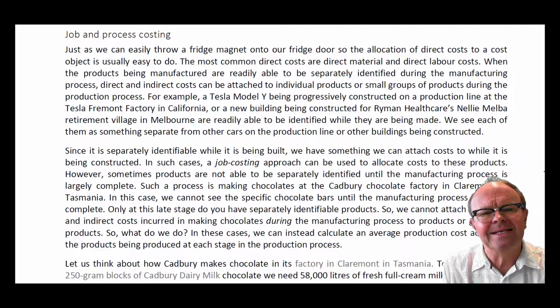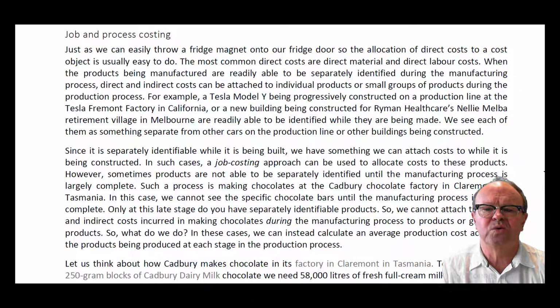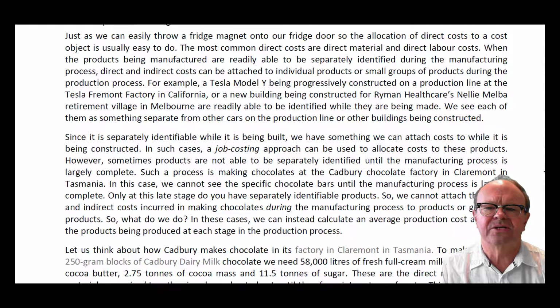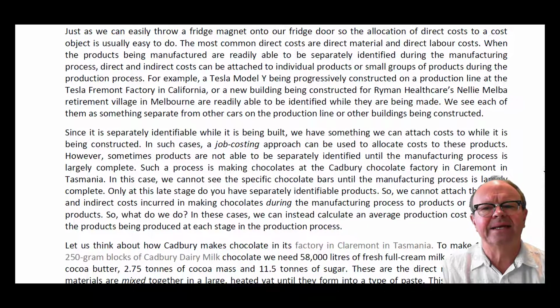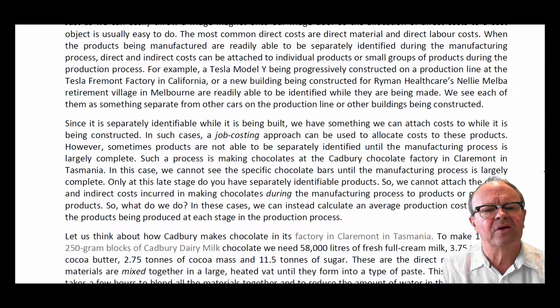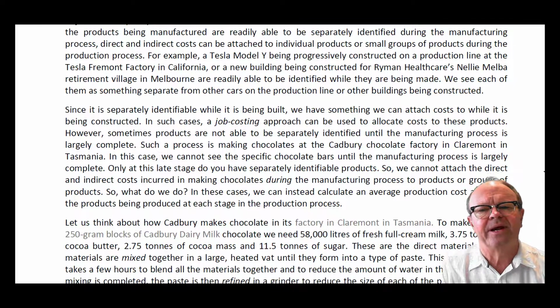Just as we can easily throw a fridge magnet onto our fridge door, so the allocation of direct costs to a cost object is usually easy to do. The most common direct costs are direct material and direct labour costs. When the products being manufactured are readily able to be separately identified during the manufacturing process, direct and indirect costs can be attached to individual products or small groups of products during the production process.